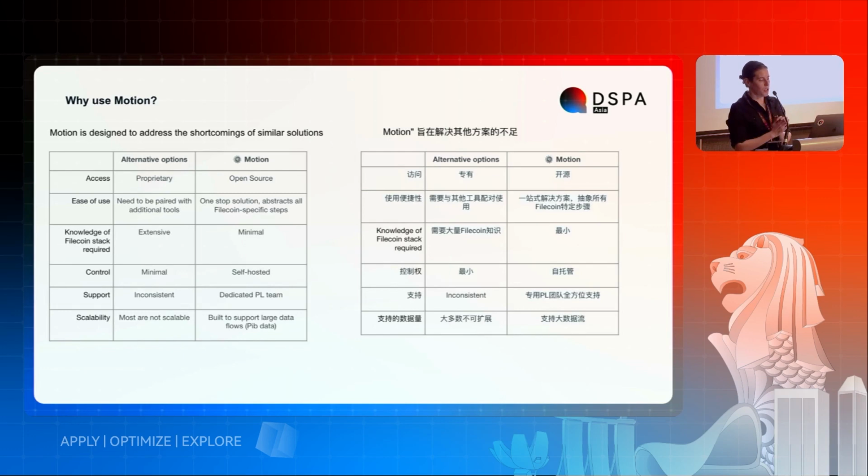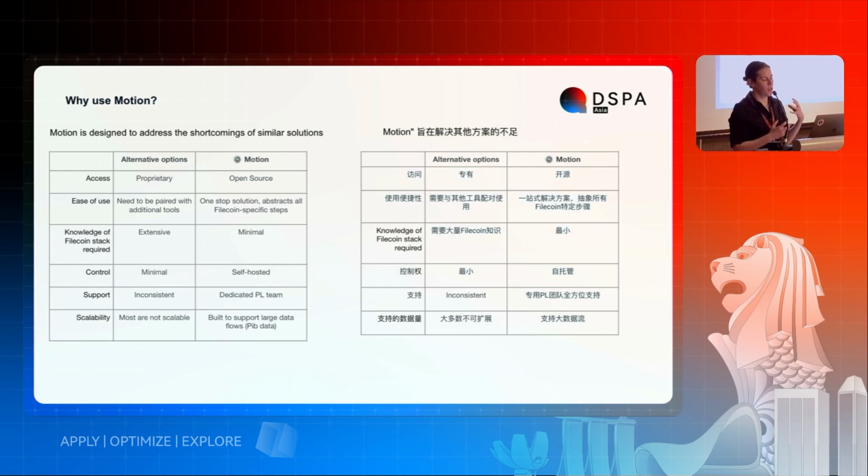So why use Motion? We went ahead and built this because we found that other options had shortcomings in the ecosystem. The other options we've seen are proprietary. There are some people who have built a similar type of solution in-house, but they are not sharing that. I think a couple are licensing it, but even that is kind of lagging. Some are just used internally, whereas Motion is completely open source.